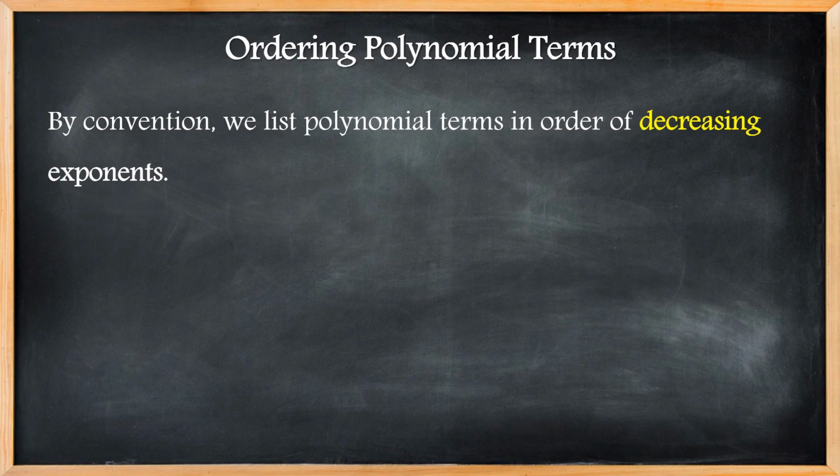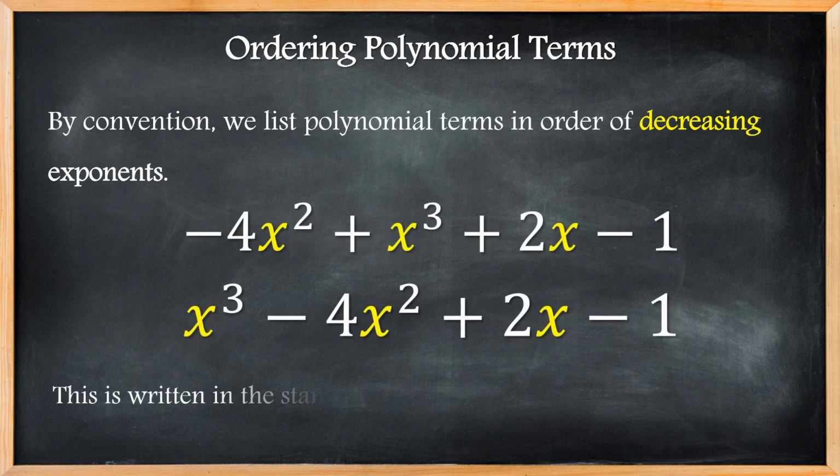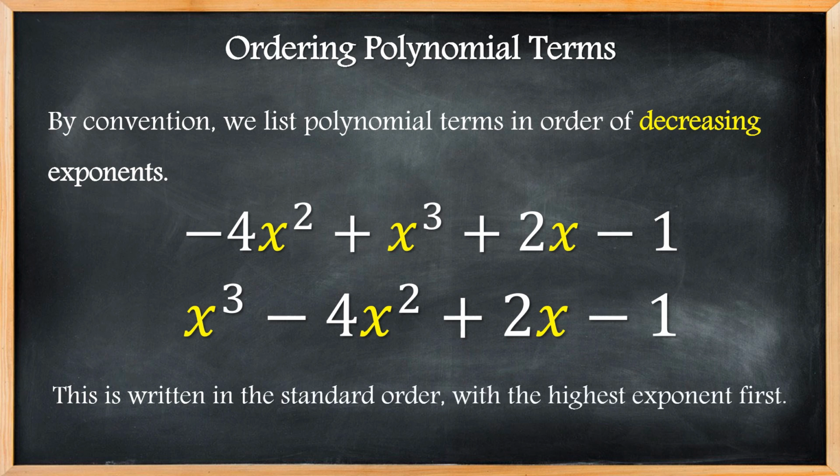Ordering polynomial terms. Polynomials are usually written in standard form, meaning terms are arranged in decreasing order of exponents. For example, instead of writing negative 4x squared plus x cubed plus 2x minus 1, we rewrite it as x cubed minus 4x squared plus 2x minus 1. Now you understand what polynomials are, how they are structured, and how we classify them. In the next part, we will learn how to add, subtract, multiply, and divide polynomials.